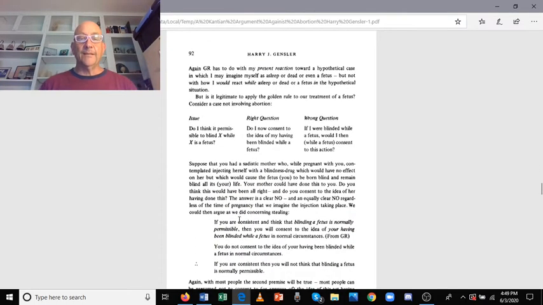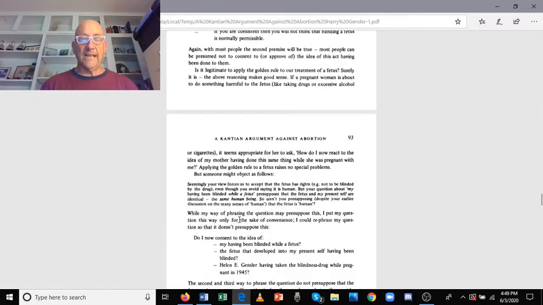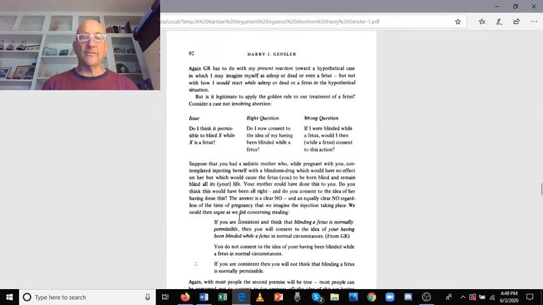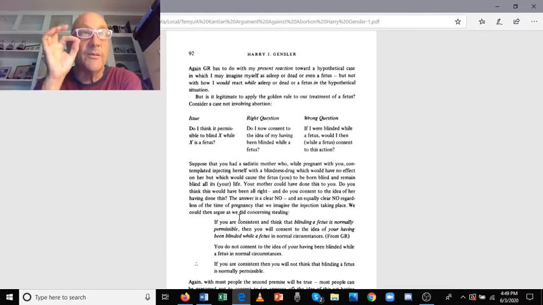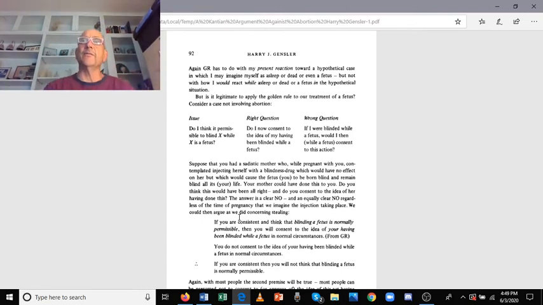Okay. And here's where he's going to up the ante and ask, do I think it's permissible, this is page 92, to blind X, well, X is a fetus. I know this sounds horrible, but philosophers ask hypotheticals all the time that are meant to illustrate a point, even though they sound really disgusting and creepy and gross. Well, why would anyone want to give a drug to a woman who is pregnant to blind the fetus? I mean, it just sounds gross.